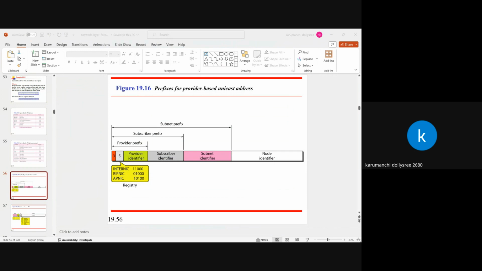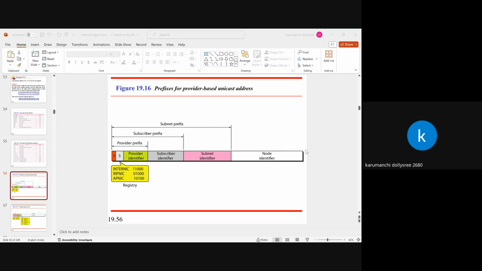If you take the example here, we have different fields for the provider based address, right? The first one is the type identifier. It says how many bits we are going to take for that particular field and what based address we are taking here. The type identifier is a 3-bit field that defines the address as a provider based address.